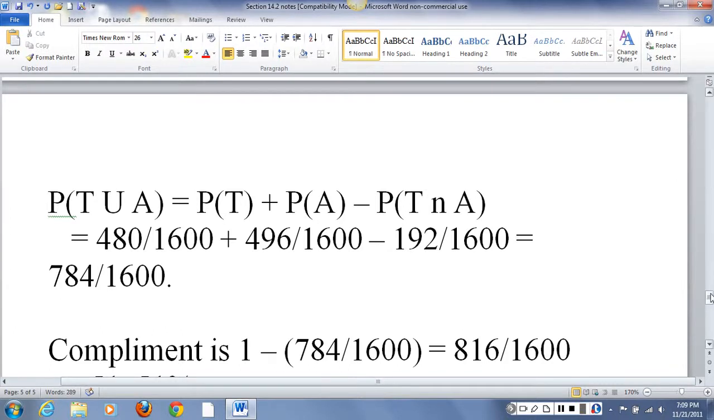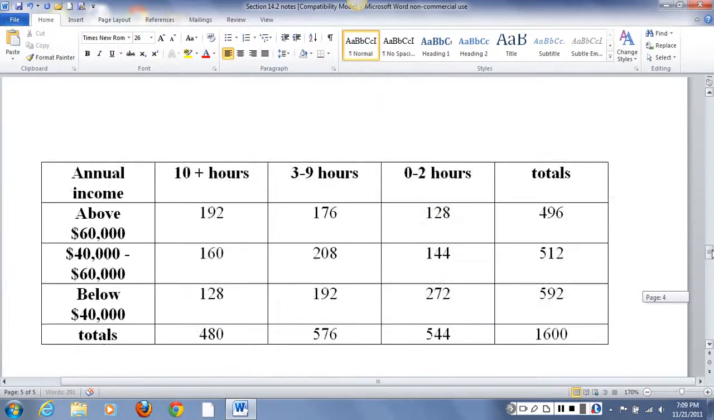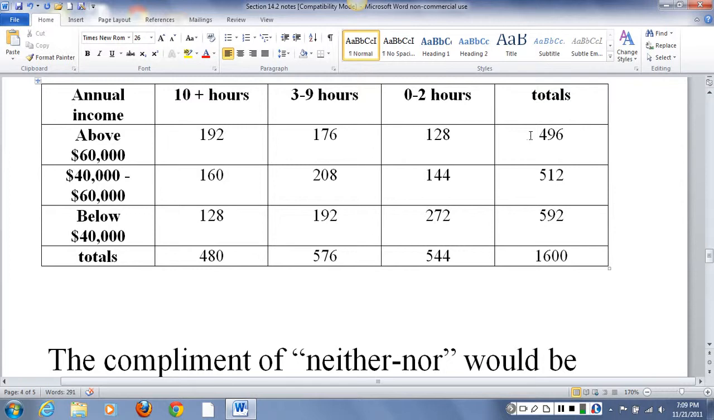Now that's the probability of their complement. So we want the opposite of what we have. So we want the complement. So we'll say 1 minus that gives us 816 over 1600. Or another way of thinking of it is 784 over 1600 is 0.49 as a decimal. So you think, well, what would I add to that to get 1? That's where I get the 0.51. And again, I'm getting those numbers from up here. 496 came from this total. 480 came from this total. Now 192 is, of course, the time in between.